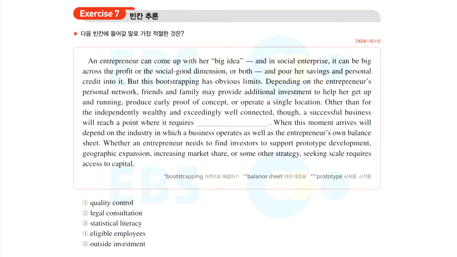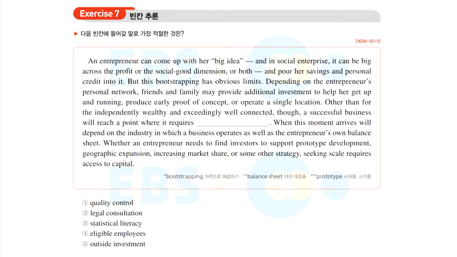Exercise 7. An entrepreneur can come up with her big idea, and in social enterprise, it can be big across the profit or the social good dimension, or both, and pour her savings and personal credit into it. But this bootstrapping has obvious limits. Depending on the entrepreneur's personal network, friends and family may provide additional investment to help her get up and running, produce early proof of concept, or operate a single location.